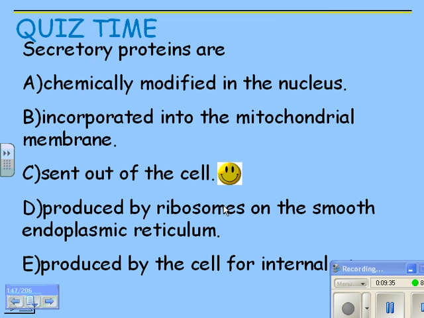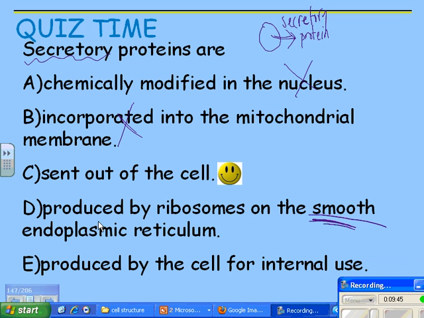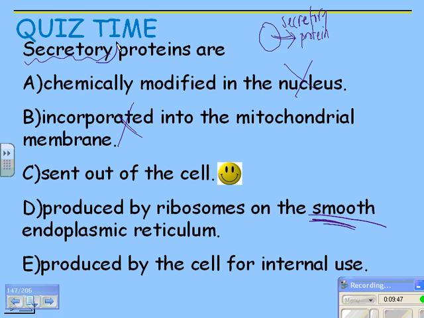They're produced by ribosomes on the smooth ER. There's no such thing as ribosomes on the smooth ER. It's smooth because there's no ribosomes. Are produced by the cell for internal use. Nope. So that wasn't really fair. I haven't told you secretory. But anyway, you might want to write that down. To secrete means to send out. I hope I added that to my vocab list for you.